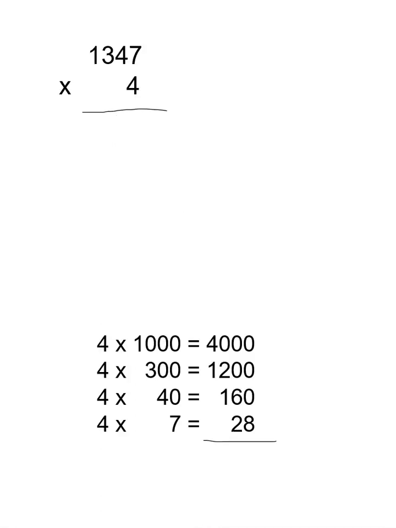All right, so now let's look at a 4-digit by 1-digit. Let's do it the old-fashioned way. 7 times 4 is 28, put my 8, carry my 2. 4 times 4 is 16, plus 2 is 18. Carry my 1. 4 times 3 is 12, plus 1 is 13. Carry my 1. 4 times 1 is 4, plus 1 is 5. So my answer is 5,388.